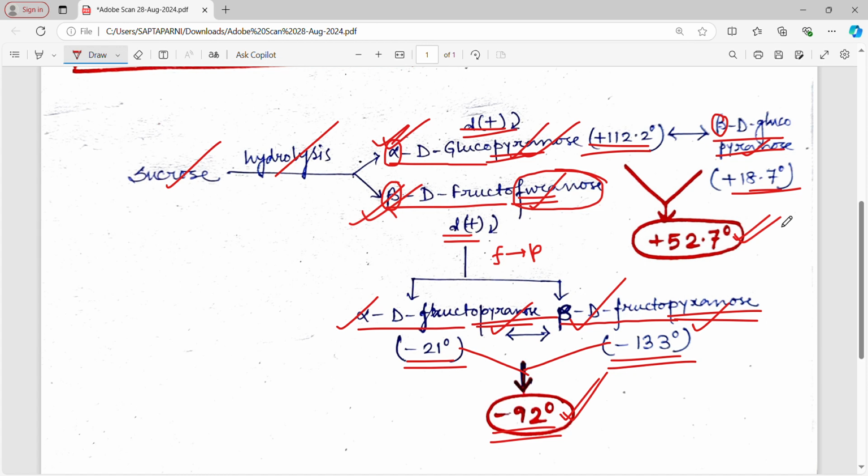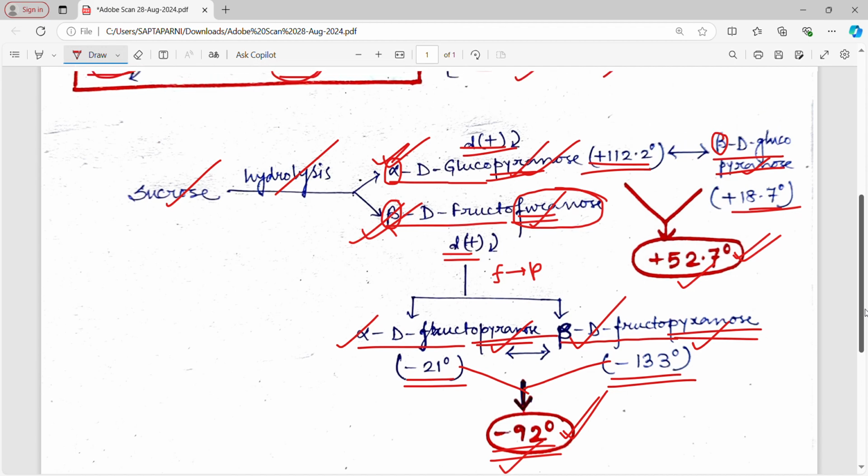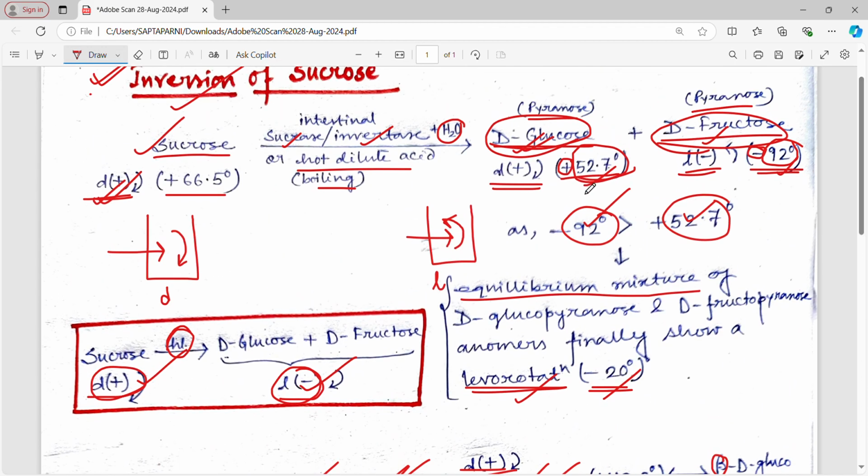Okay, so now you can clearly find out where this 52.7 degree and minus 92 degree are coming from for D-glucose and D-fructose. Okay, now I think this is clear in your mind.